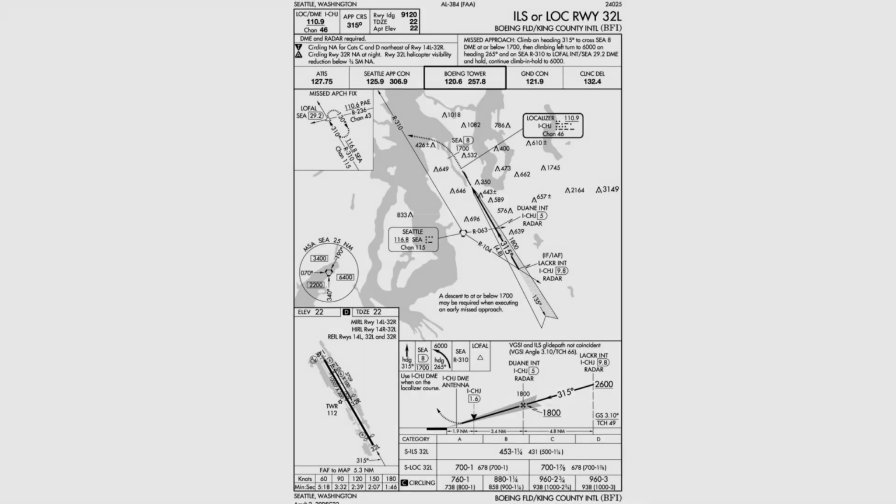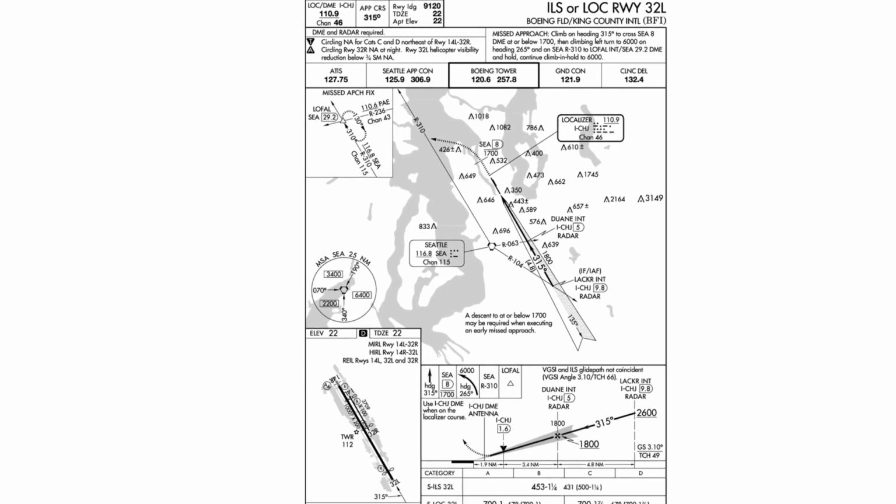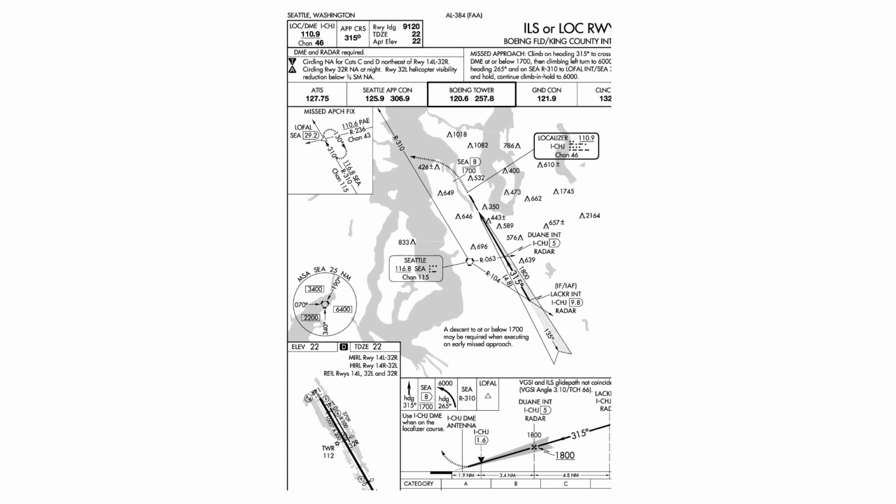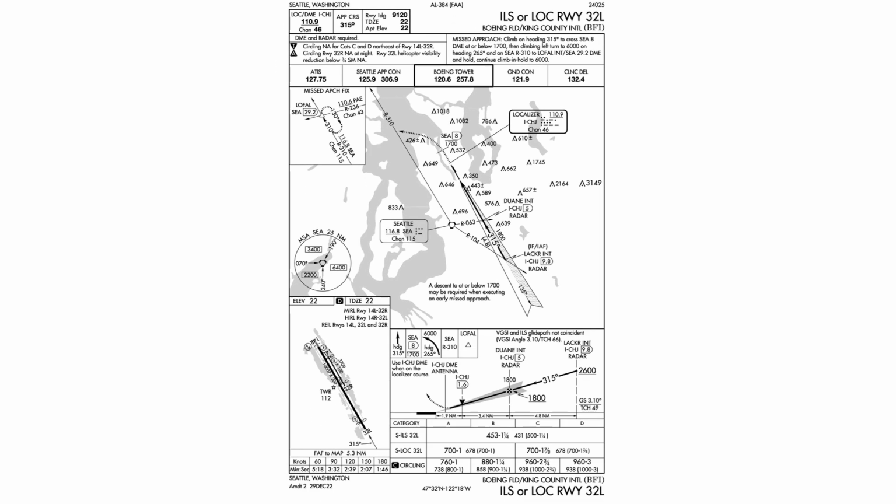The box in the upper left corner of the chart in the top briefing strip is for an ILS approach and includes the localizer frequency, approach course, runway landing distance, touchdown zone elevation, and airport elevation. The notes box in the middle briefing strip includes pertinent information about the approach to aid pilots. In this case, distance measuring equipment, abbreviated DME, and radar are required.